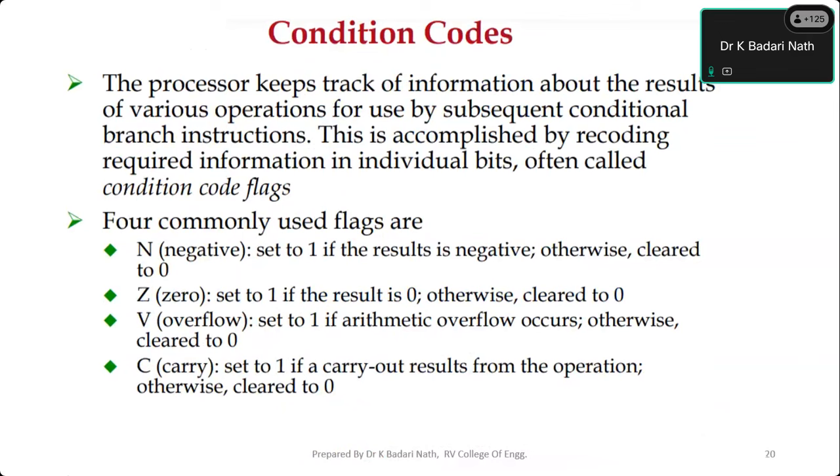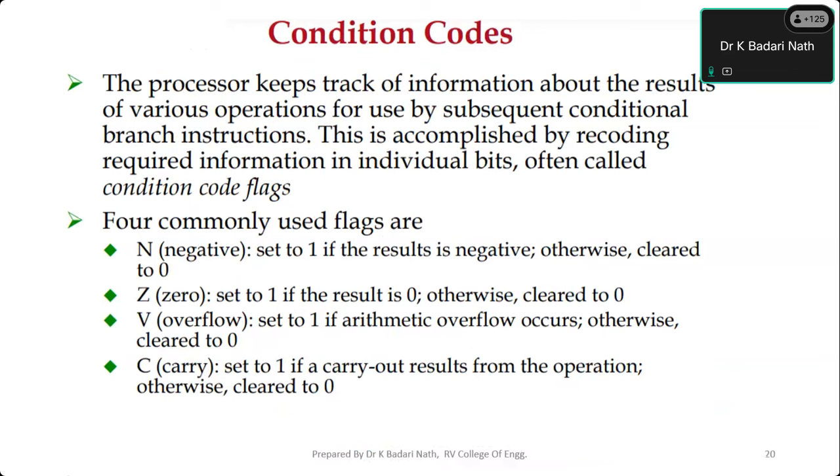Whenever you perform any arithmetic operation in the processor, add, subtract, multiply, it will set four flip-flops. Each flip-flop is called one flag. The collection of all the flip-flops or flags together we call the flag register. It's also called condition code flags, and also the program status word register.